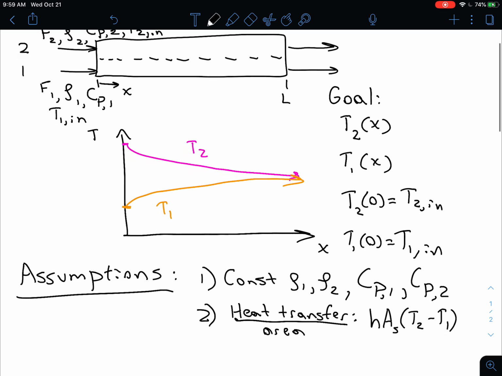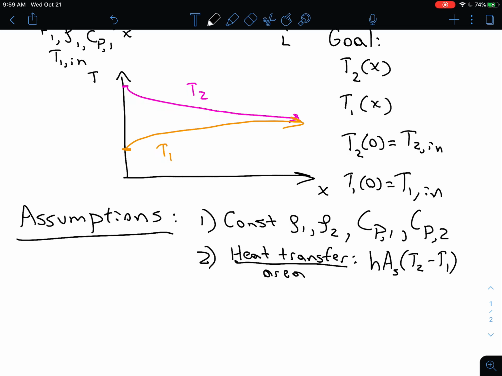So I'm using a heat transfer coefficient, which I'm assuming to be constant, and that'll give me a simple expression for how to compute energy transfer across the interface. So notice that what we're assuming here is that energy transfer or heat transfer is proportional to the temperature difference. Hopefully that makes sense to you.